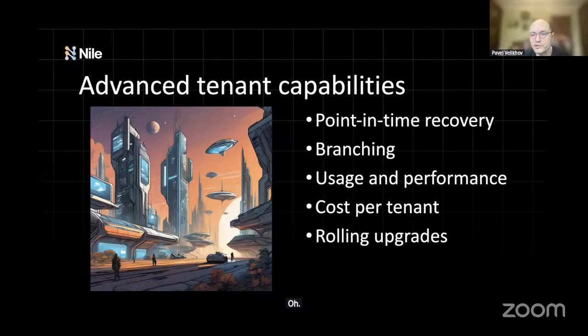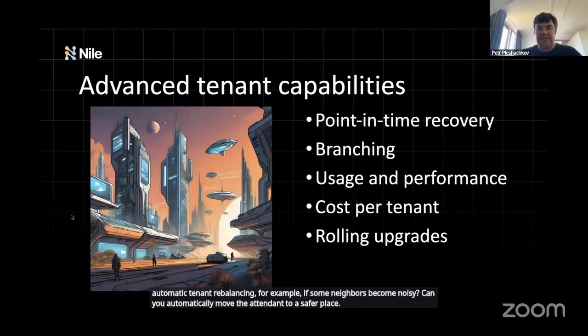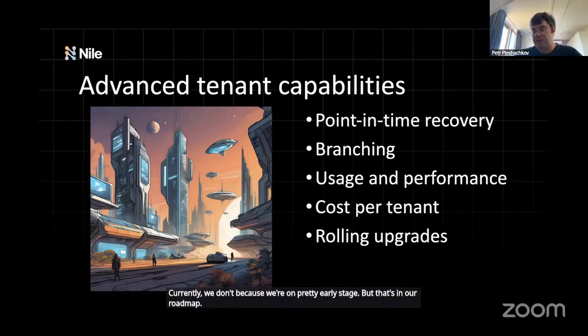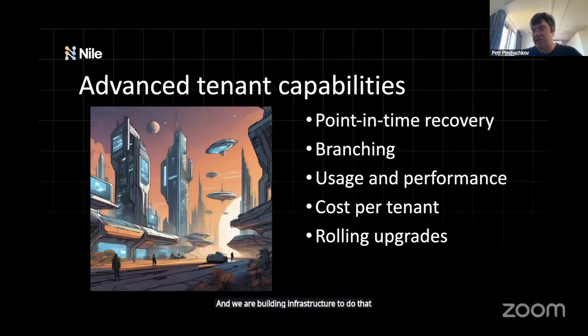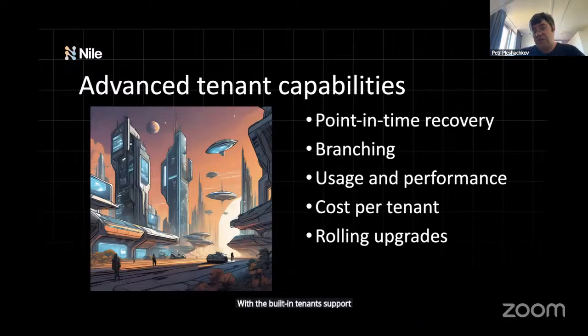A new question just popped up from Galina Antuzova. She's asking, do you have any automatic tenant rebalancing? For example, if some neighbors become noisy, can you automatically move a tenant to a safer place? Currently, we don't, because we're at a pretty early stage, but that's on our roadmap, and we are building infrastructure to do that pretty easily. The move tenant operation, I talked about it. After that, we definitely will do the rebalancing, because noisy neighbor is one of the significant problems, and with the built-in tenants support, we can solve it.